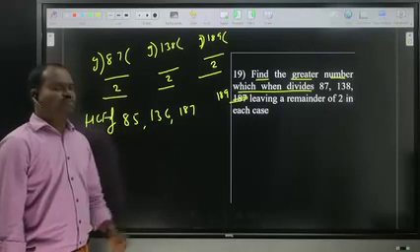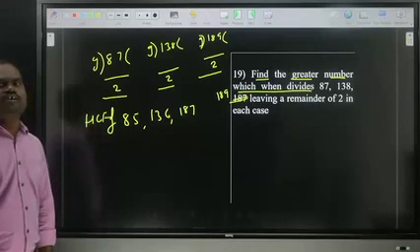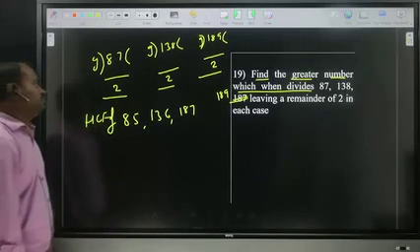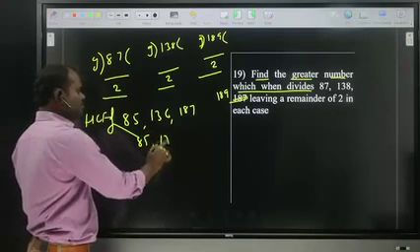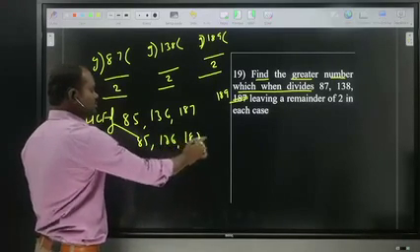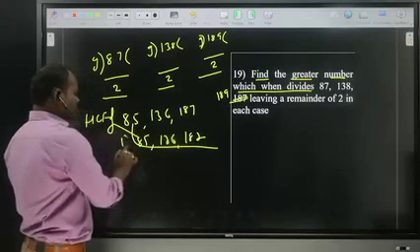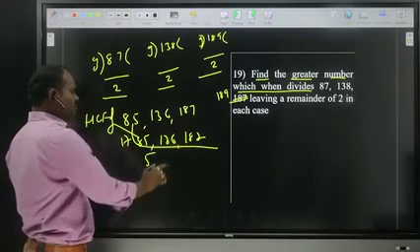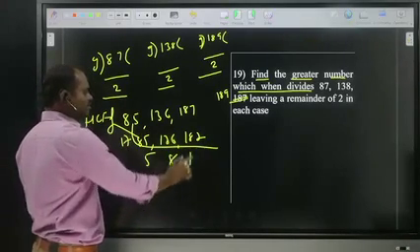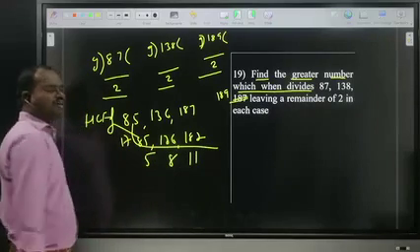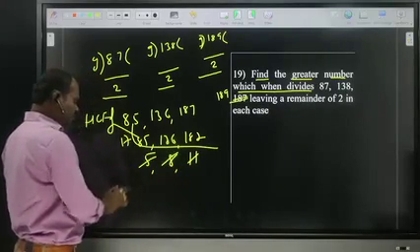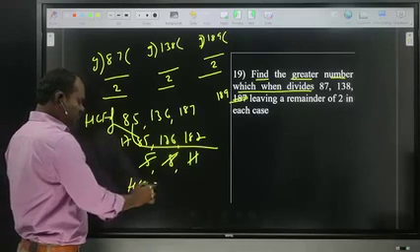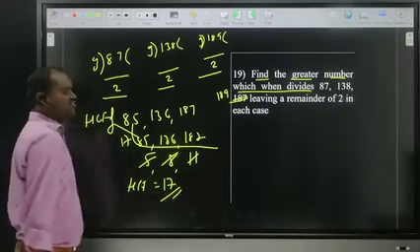85, 136, 187. By looking, you will get the idea. In which table will you get all these numbers? 17. 17 fives are 85, 17 eights are 136, 17 elevens are 187. Can you get them anywhere else? Nowhere. So what is the HCF? 17. The answer is 17.